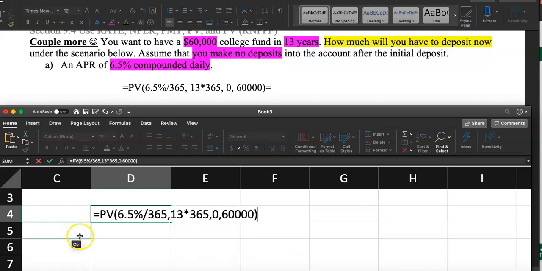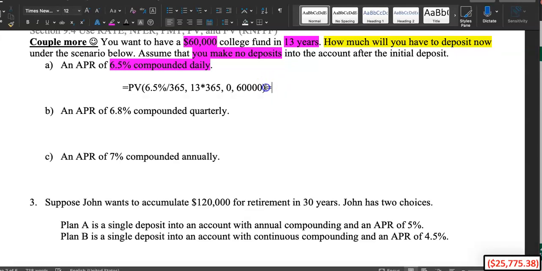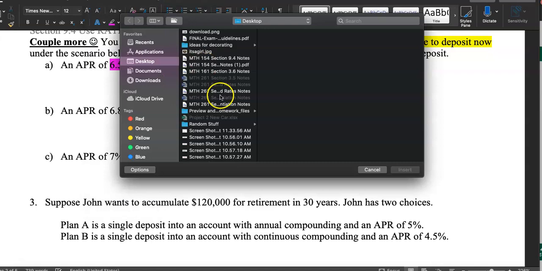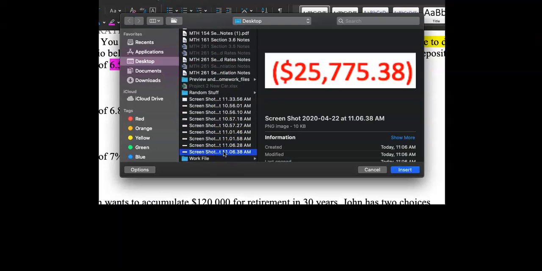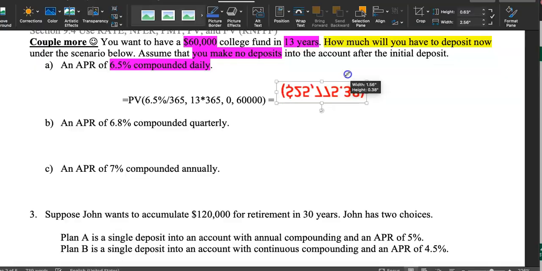That's the goal. I don't have to take a screenshot because I got that typed up there for you. But if I hit enter, the amount that I need to deposit today is $25,775.38. And I actually went and did your homework last night, guys, because I was worried about rounding issues. Excel never gave me the wrong rounded answer. So you can trust this function. You can go ahead and use it. It's going to give you the right answer, okay?